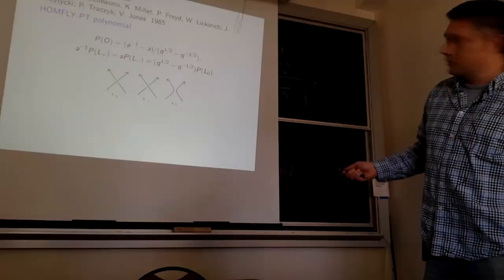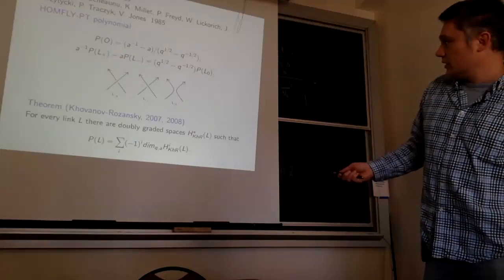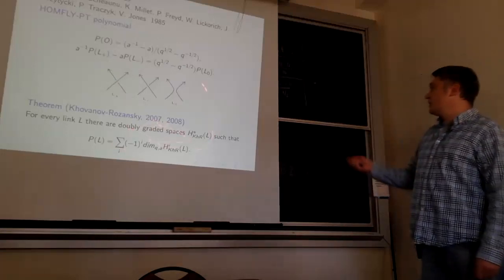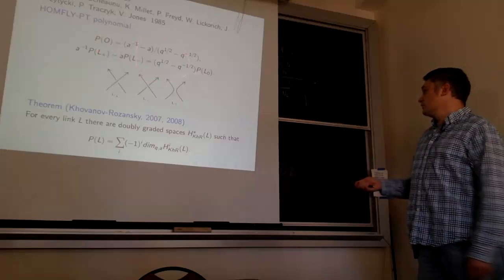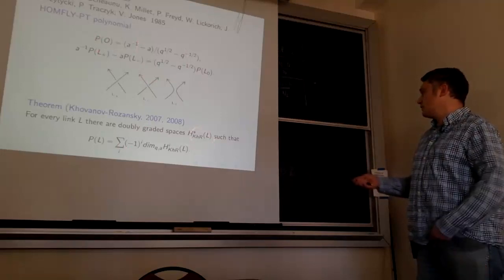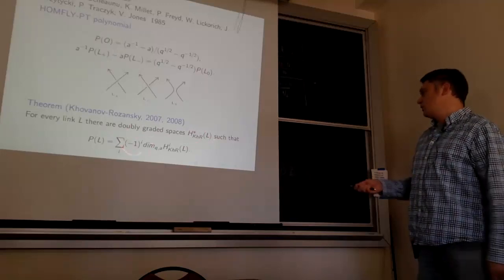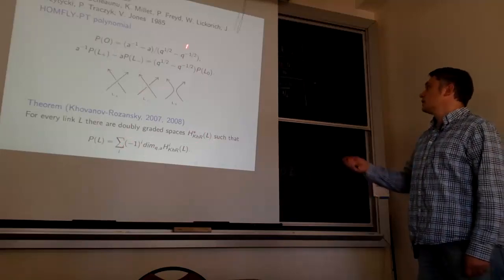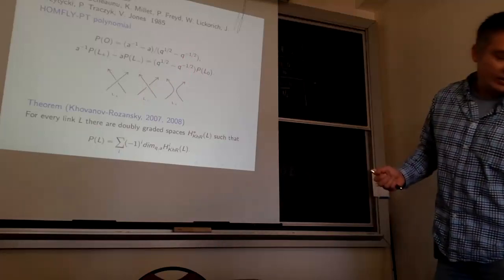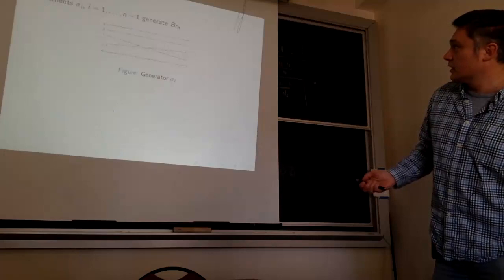And then it was discovered by Khovanov and Rozansky in 2007 that you can upgrade this invariant to a slightly richer invariant. You basically can construct a vector space, this Khovanov-Rozansky homology, such that if you kill one of the gradings, you get back the polynomial. So this is a pseudo invariant. So everybody knows that.